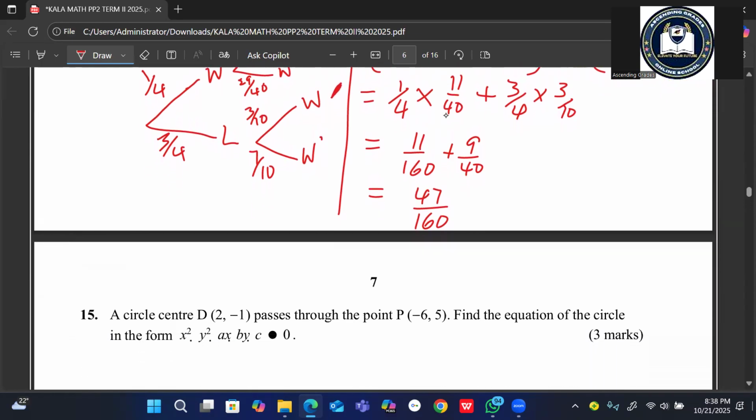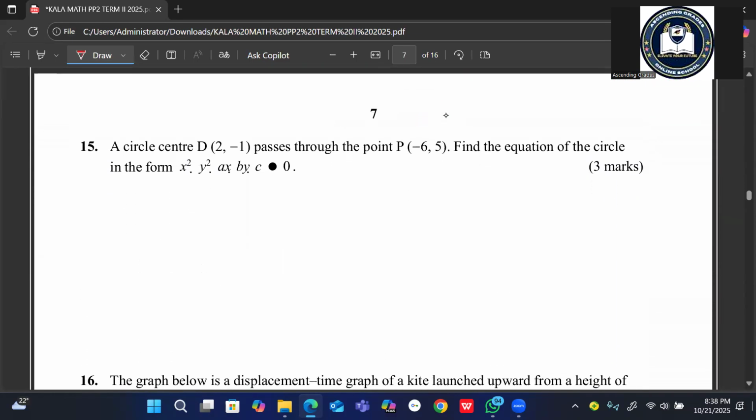3 marks. So from there we get number 15. A circle centered at 2, -1 passes through the point P, -6, 5. Find the equation of the circle in the form x squared plus y squared plus ax plus by plus c is equal to 0. So it is x squared plus y squared plus ax plus by plus c is equal to 0.